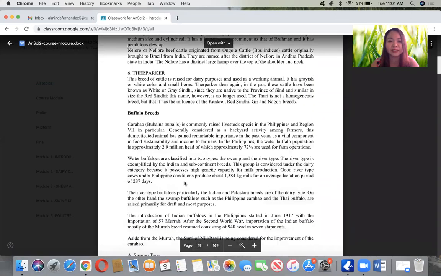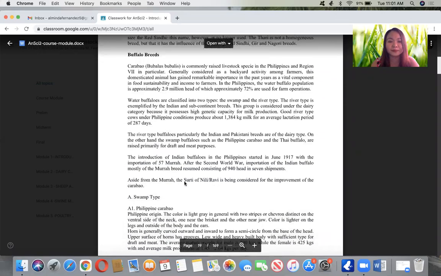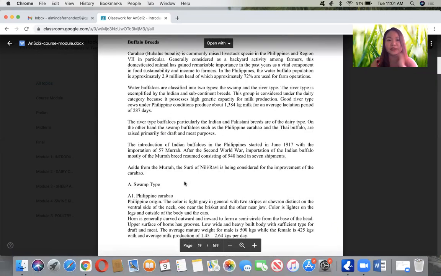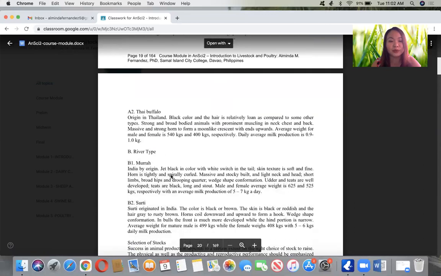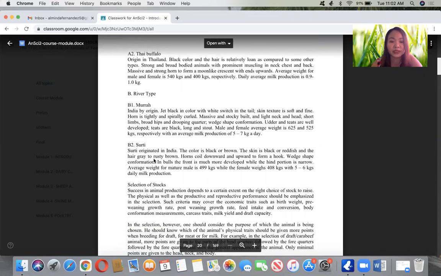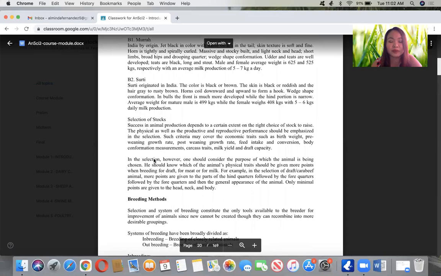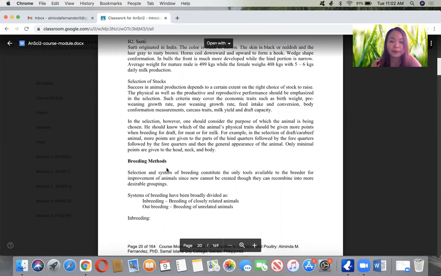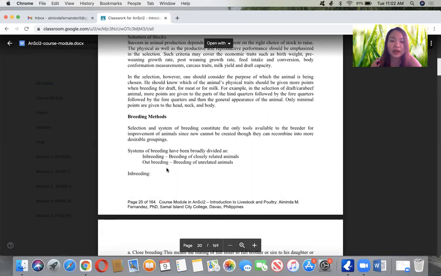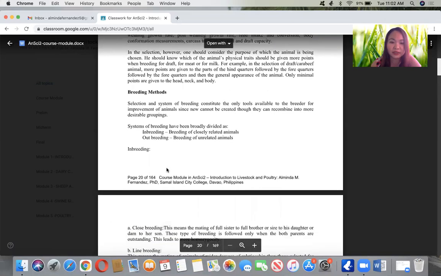We also have breeds of buffalo. Buffalo breeds are divided into the swamp type, where we have the Philippine carabao and the Thai buffalo, and the second type, the river type. We have the Murrah and Surti. For both of these breeds of buffalo and cattle, there are certain selections of stocks and breeding methods. There are different types of breeding methods. Now we have the so-called systems of breeding.